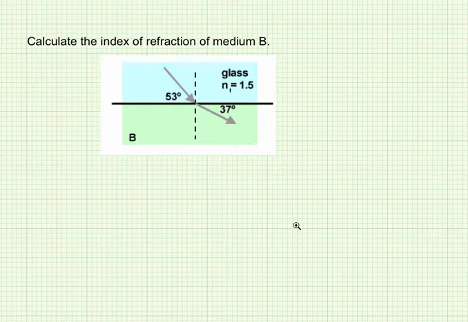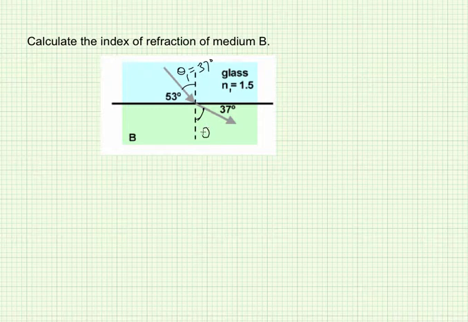So for this next example, we're asked to find the index of refraction of medium B. Let's begin by making the glass N1. Now, right off the bat, do you see there's something funky with the drawing? And that is that this angle 53 is not what I want. I want the angle that is with respect to the normal. So that means my theta 1 is simply going to be 90 minus 53, which is going to give us 37 degrees. And I have to do the same exact thing down here for B.